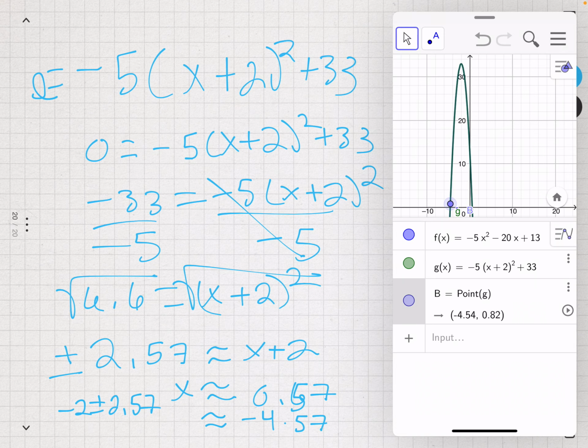And while I want you to be able to do this by hand, I also want you to start exploring with GeoGebra and seeing if you're capable of graphing these functions, if for no other reason to check your work. Because as we move on to polynomial functions next, we're going to use GeoGebra more heavily.